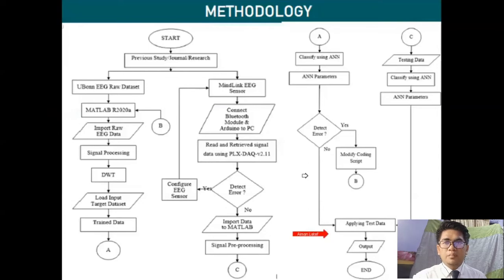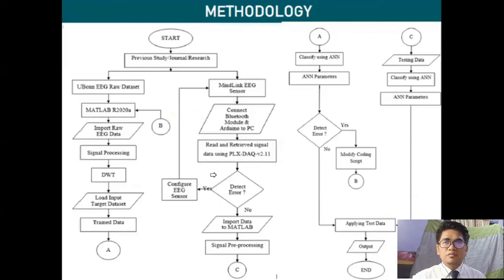At the right branch, a MindWave EEG sensor is used to detect and read real data. Next, Arduino is connected to the computer, while a Bluetooth module is connected to the Arduino. Then, the data is read and retrieved by using Parallax Data Acquisition, or PLX-DAQ, version 2.11.